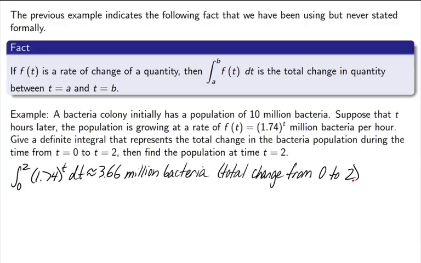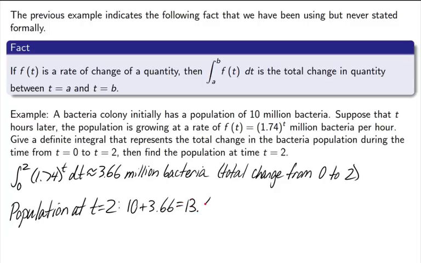Now let's take a look at the population at the time t equals 2. This is where we actually need to pay attention to the overall picture. While the integral tells us the total change, in order to find the actual value, we need to take a starting value, which is actually this 10 here, and add on the total change. To find the population at t equals 2, we take the 10 million bacteria we started with, plus the 3.66 million bacteria that accumulated between 0 and 2, and we get 13.66 million bacteria.